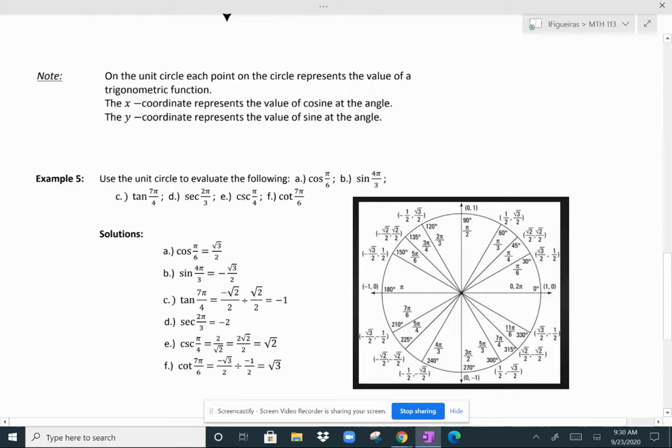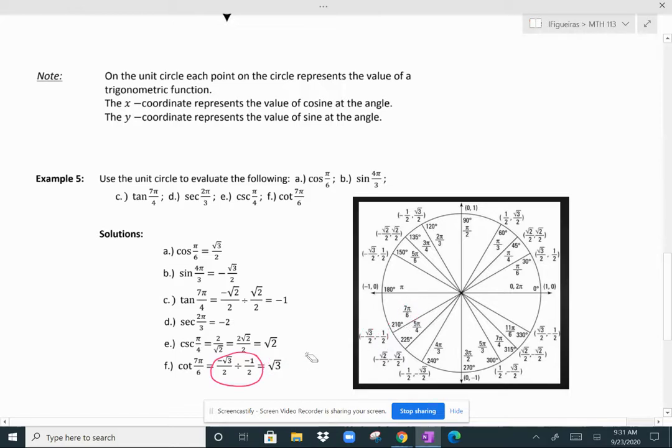All right, and then finally our last one, 7 pi over 6 is in quadrant 3. And we're looking for cotangent. Cotangent is the reciprocal of tangent, which means it is cosine divided by sine, which is exactly what you see here, cosine divided by sine. And when you change division to multiplication, cancel the 2's, 2 negatives make a positive, you get that your cotangent of 7 pi over 6 is a positive root 3.